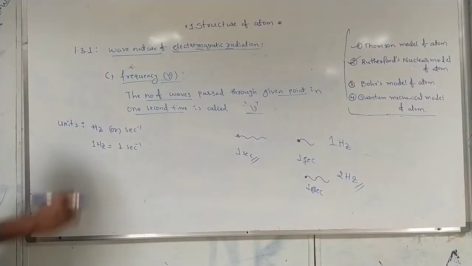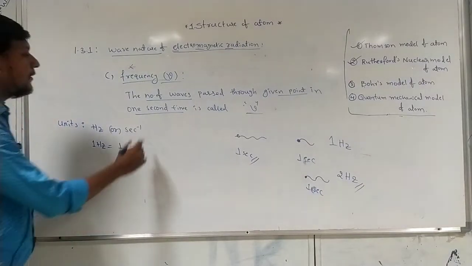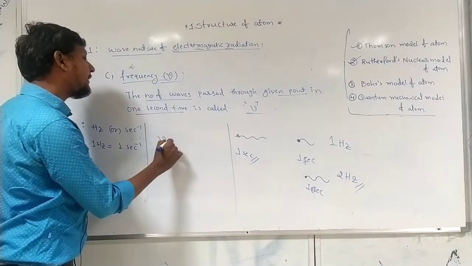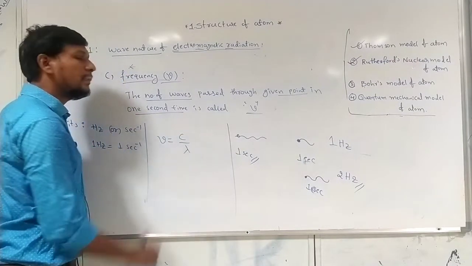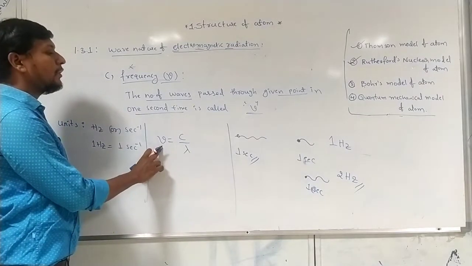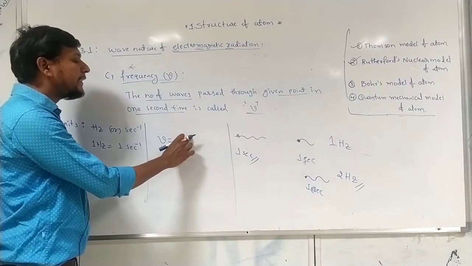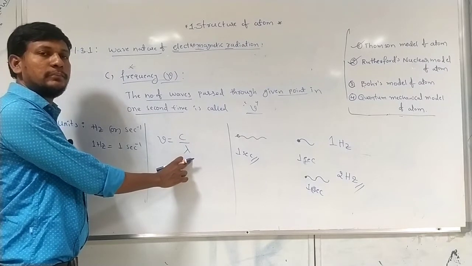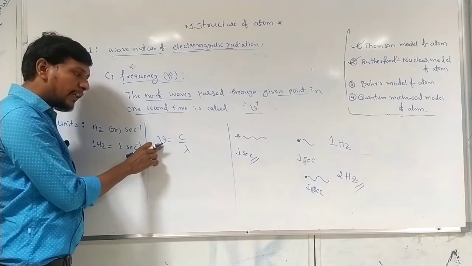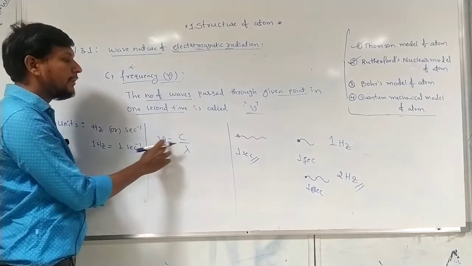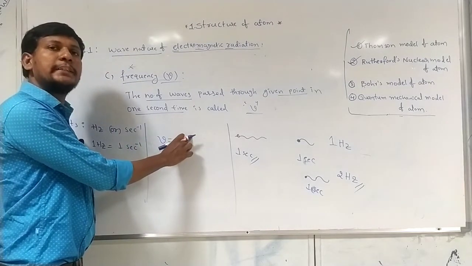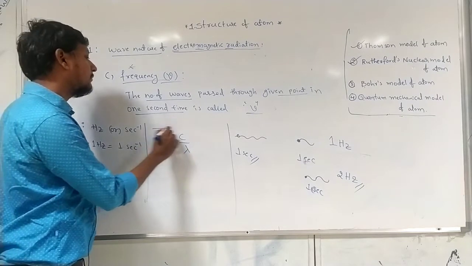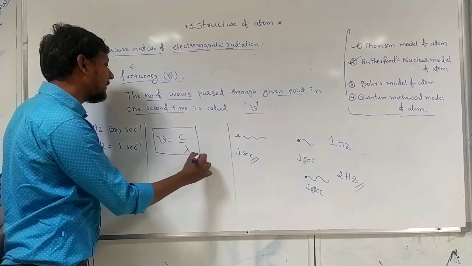Here, one mathematical relationship is there: mu is equal to c by lambda. Frequency is equal to velocity of light upon wavelength of the electromagnetic radiation. You have to remember this mathematical expression.